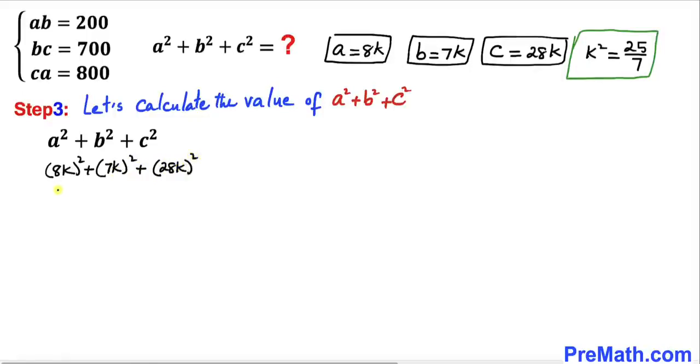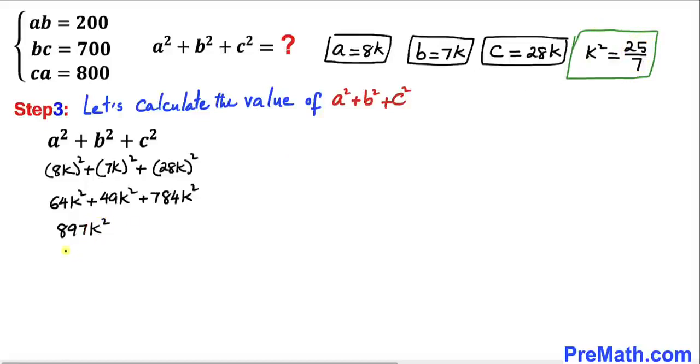Let's go ahead and simplify it. 8K square is going to become 64K square, plus this is going to give us 49K square, and this is going to give us 784K square. And now let's go ahead and add these like terms, 64K square plus 49K square plus 784K square. If we add them, that is going to give us 897K square.